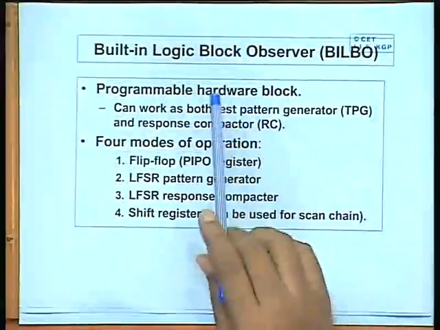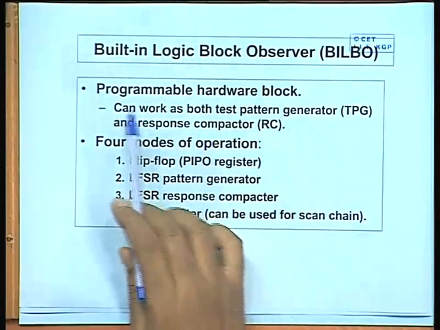So, instead of investing in totally new hardware, what we can do is take some of the existing registers in the circuit and enhance them with some additional logic so as to make them programmable in this sense. Now, we shall see later that we can have very simple implementations of this pattern generator and response compactor by slightly modifying the circuit diagram of a shift register. So, all these things can be done very easily, but let us first see the capabilities of this BILBO, built-in logic block observer.